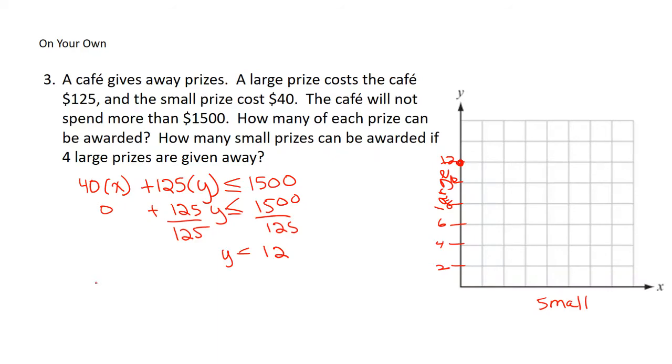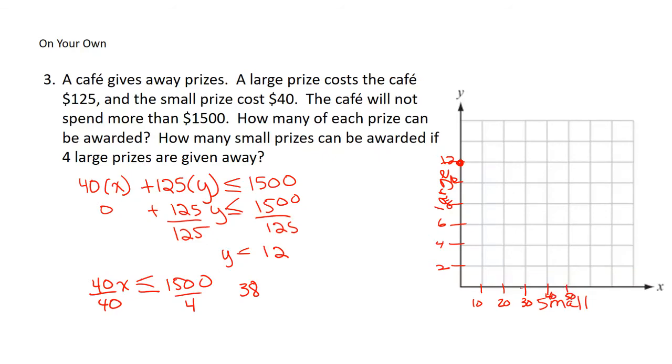And so now let's find our x-intercept. So what is x going to be? 40x plus, when y is 0, it's going to be less than or equal to 1,500. Divide both sides by 40 to get our x by itself. So we have 1,500 divided by 40 equals 37.5. So that's going to basically be 38. Okay, so let's just use tens on here. 10, 20, 30, 40, 50.